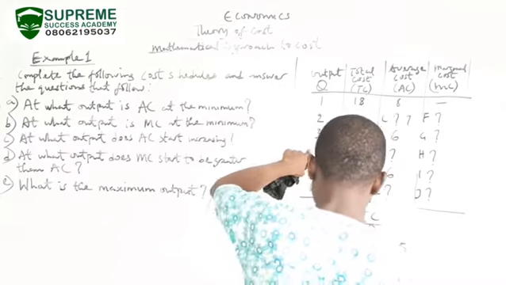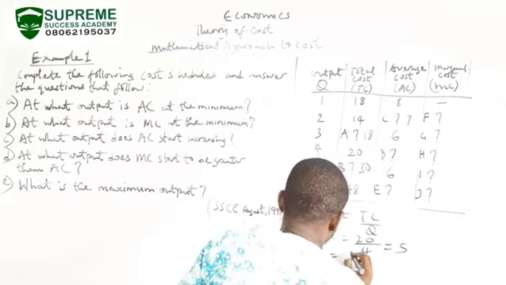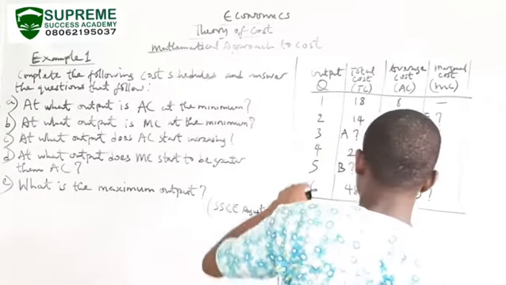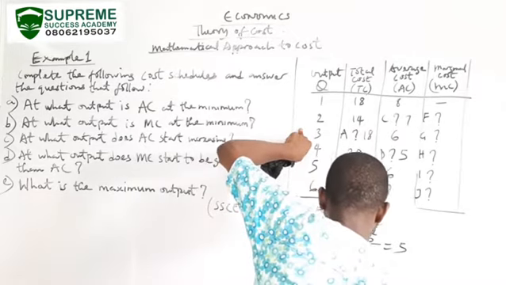The next one is AC equals, let me include it immediately, 5. The next one is AC equals total cost over output.